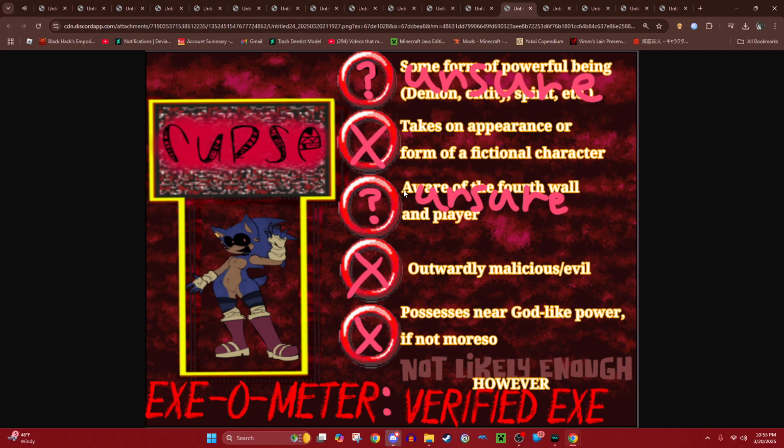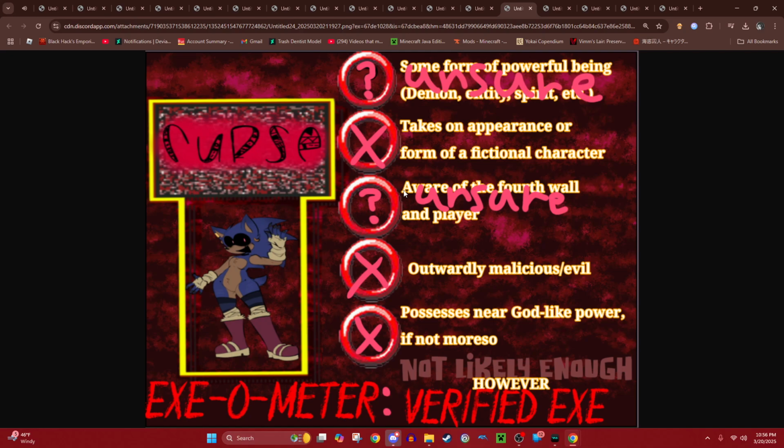Well, in this case, I don't believe there would be a player per se, because Curse isn't in a game to my knowledge. I only seem to recall that Curse exists within the context of the Sonic universe. So the fourth wall is the more likely one, but even then, I don't know if he is aware of the fourth wall. I doubt he'd do anything malicious even if he were, but again, we don't have a definitive answer, or at the very least, I can't find one. So that one's unsure.